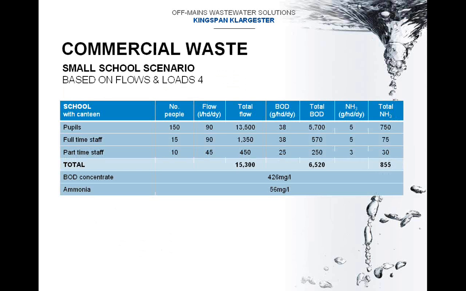Looking at a small school scenario, you would have pupils using 90 litres per day, full-time staff at 90 litres per day and part-time staff at 45 litres per day. The BOD levels would be 38, 38 and 25 grams per head per day respectively, with the ammonia at 5, 5 and 3 grams per head per day respectively.